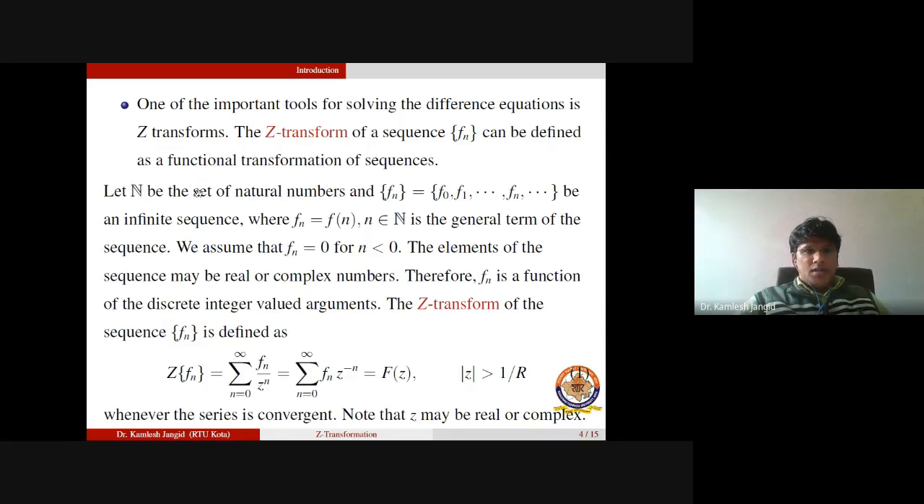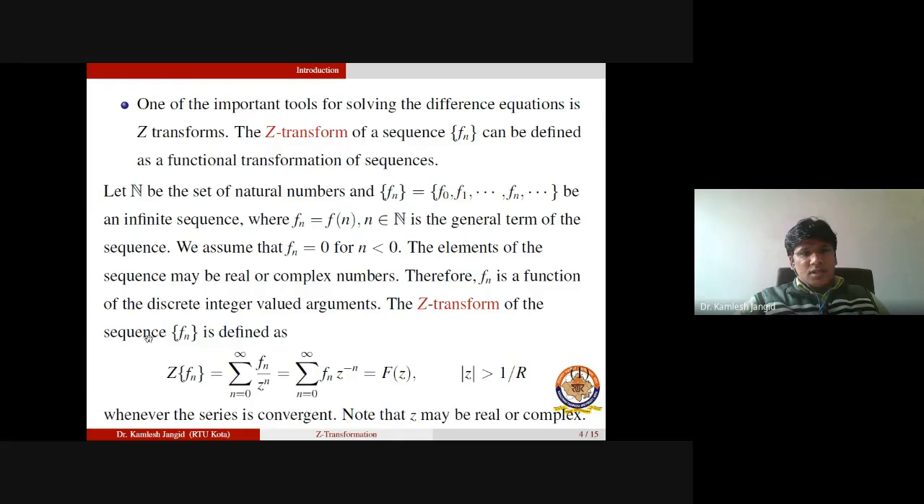Let N be the set of natural numbers and Fn be the sequence with elements f0, f1, fn, and so on, an infinite sequence where Fn equals a function of n, where n belongs to the set of natural numbers, is the general term of the sequence. We assume that Fn equals 0 for n less than 0. It means sequence terms are 0 for negative values of n. The elements of the sequence may be real or complex numbers. Therefore, Fn is a function of discrete integer valued arguments.